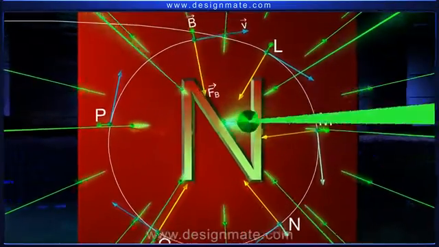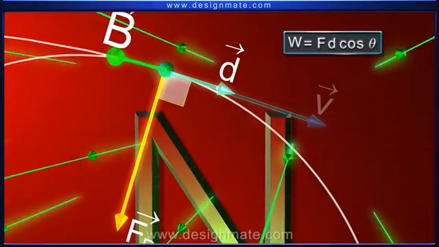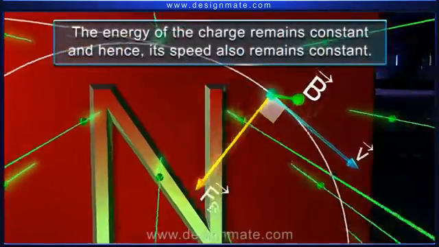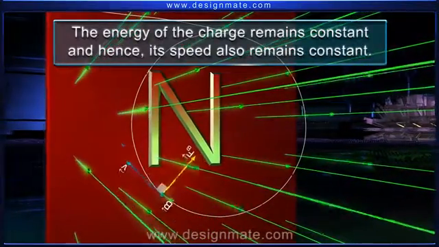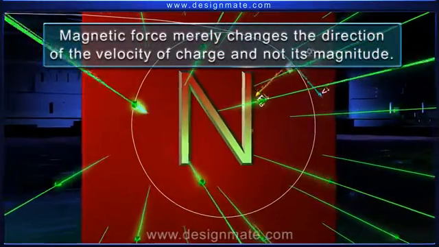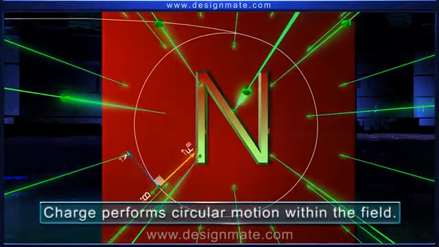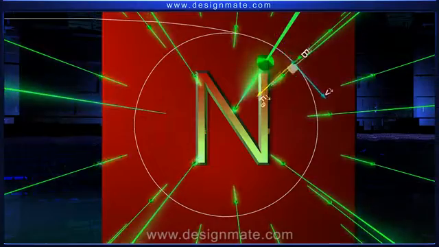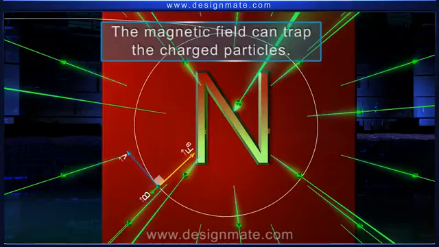As the force is always perpendicular to its velocity and hence the displacement, the work done by the magnetic force on the charge is 0. The energy of the charge remains constant and hence its speed also remains constant. Therefore, the magnetic force merely changes the direction of the velocity of charge and not its magnitude. As a result, the charge performs a circular motion within the field. Since the charge is now held, we say that the magnetic field can trap the charged particles.